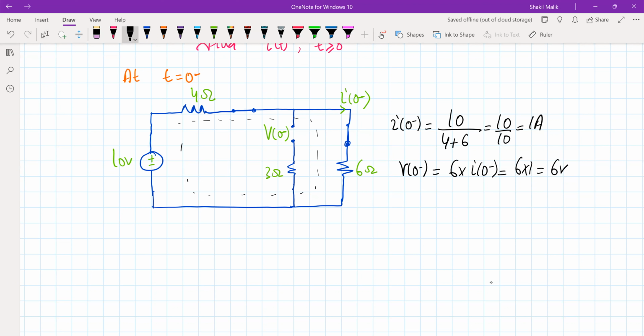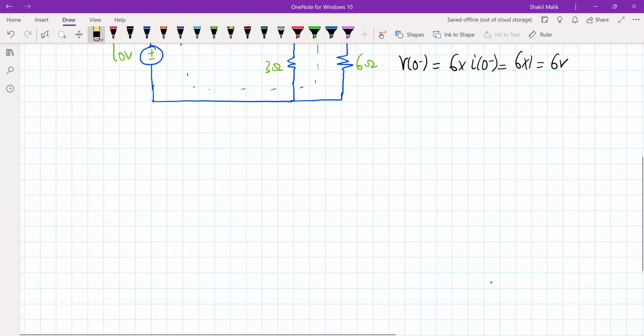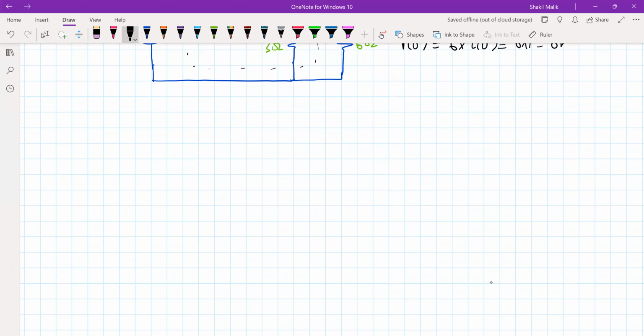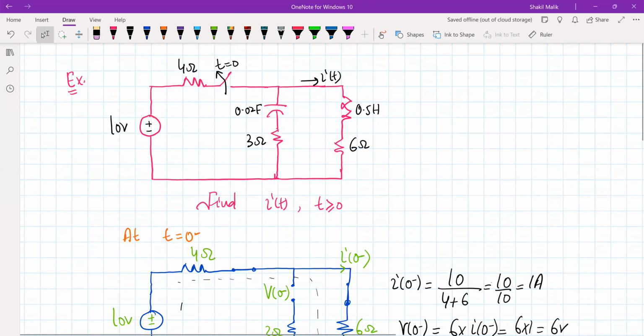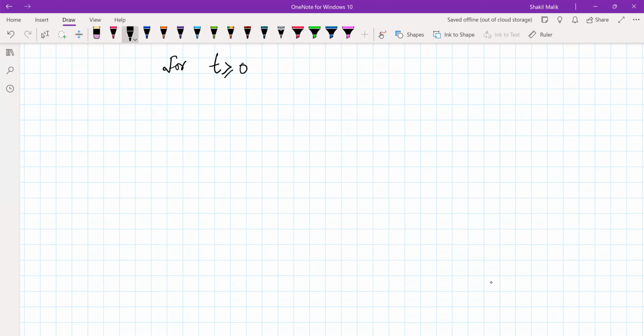So we have found the value of the capacitor voltage at t equal to 0 minus, and thus at t equal to 0 plus. And if we know the inductor current at t equal to 0 minus, we know the value of the inductor current at t equal to 0 plus, right? So we'll redraw the circuit for t greater than 0. For t greater or equal to 0, what is happening here? The switch is getting opened, right? So we'll redraw this circuit.